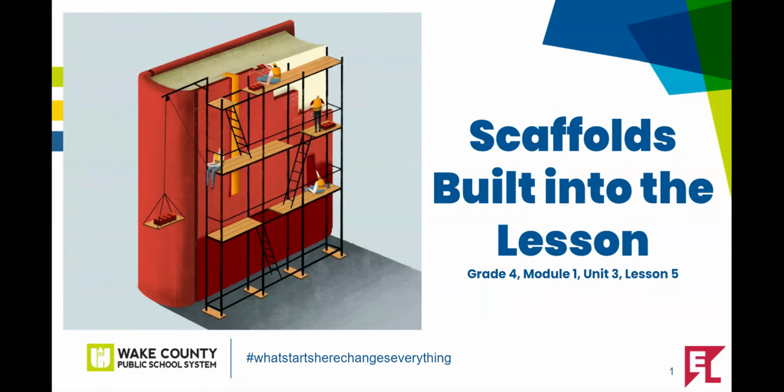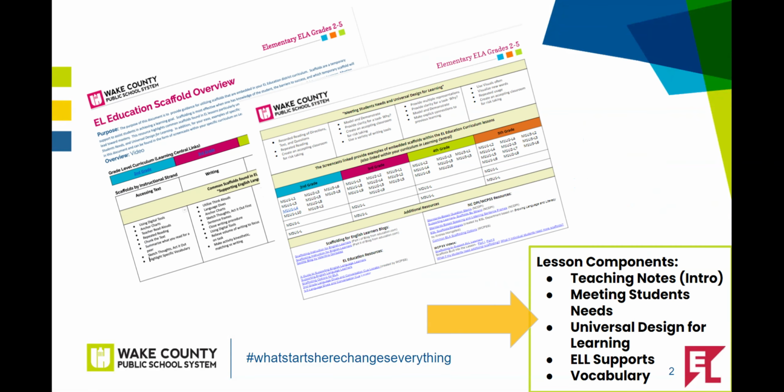Throughout this learning opportunity, we'll focus on examples of scaffolds that already exist within EL Education lessons, using Lesson 5 from Grade 4, Module 1, Unit 3. An EL Education Scaffold Overview document for elementary ELA grades 2 through 5 can be found in Learning Central under the appendix within each grade level module and in the teacher planning tools for your grade level curriculum. Please refer to this document for additional supports as you plan.